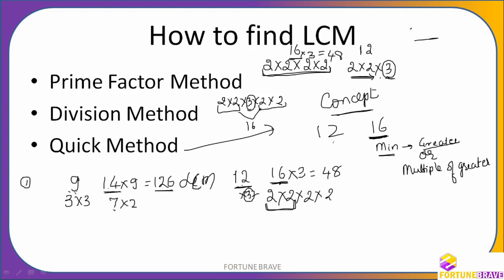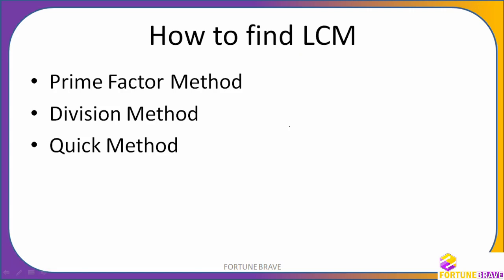Is that understood? Because 9 is not at all present. All these factors are not at all present in 14. Therefore, you have to multiply with the 9. Okay. So I am going to remove this, so that we'll do one more question here. We'll take any random numbers, say for example 36 and 45. Okay, let it be 45.